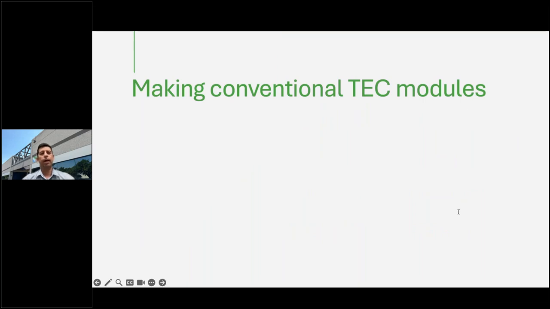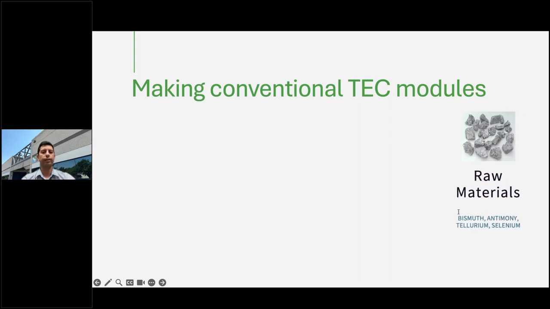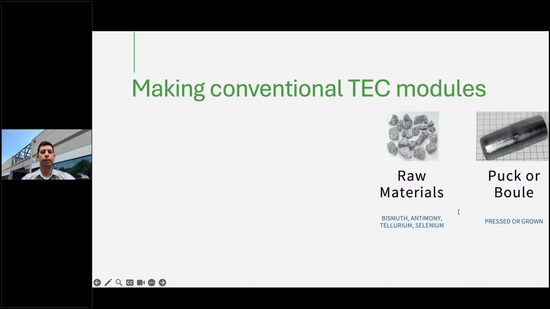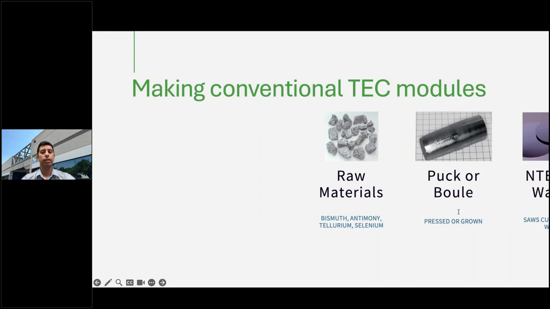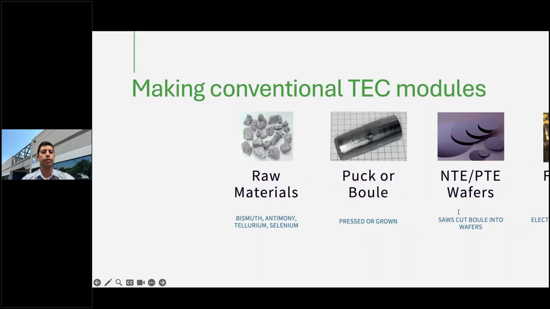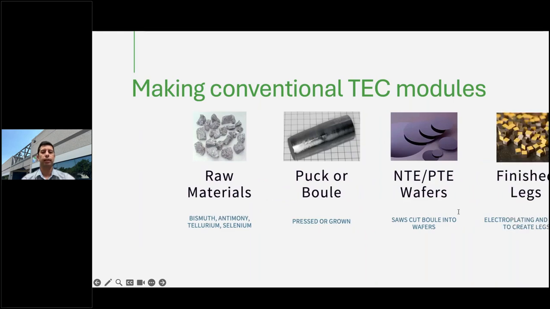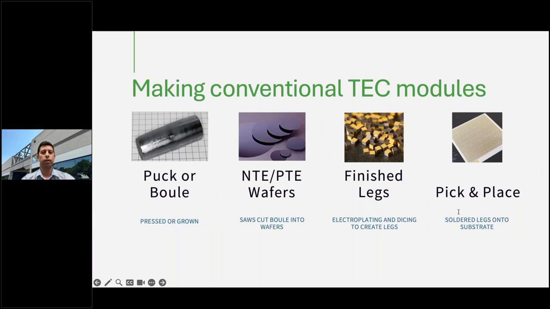I'm going to give a quick overview of how TEC modules are made. First, raw materials are ground into powders, then melted, and then put together as a puck or boule, then sawed into wafer discs, and these wafers are electroplated and diced to create finished legs. These finished legs are then placed and soldered onto ceramic substrates.